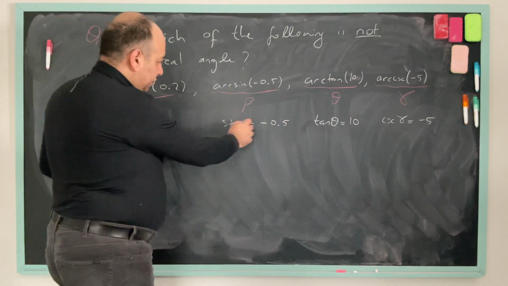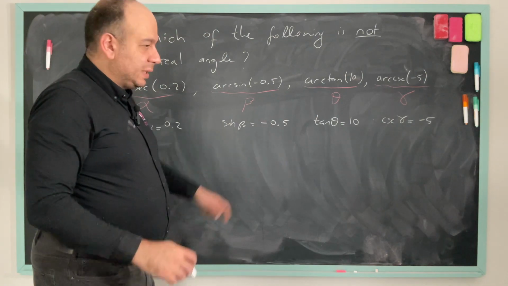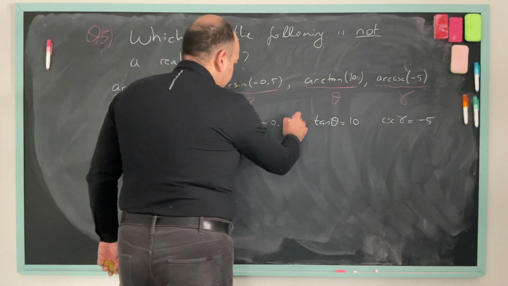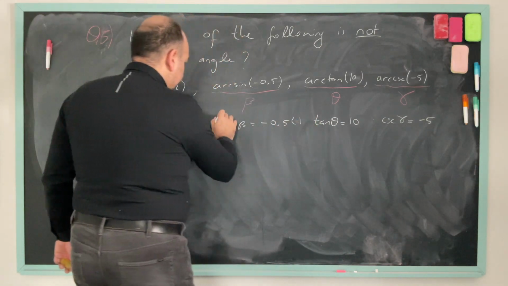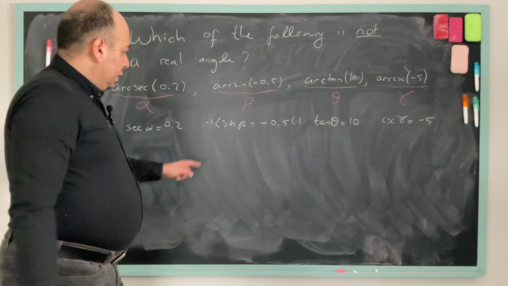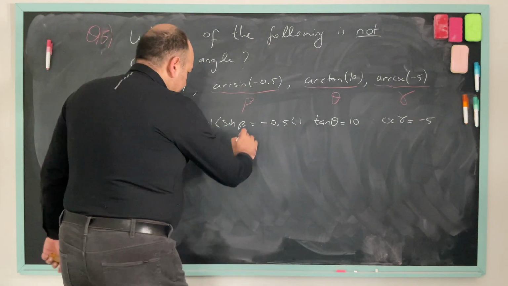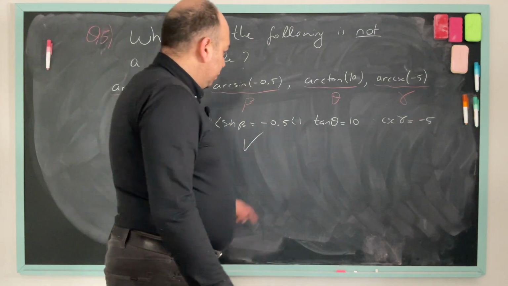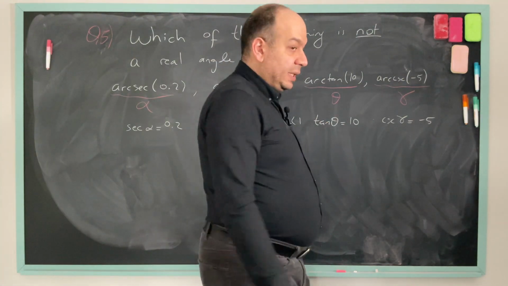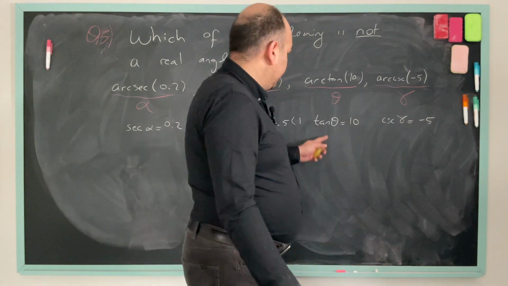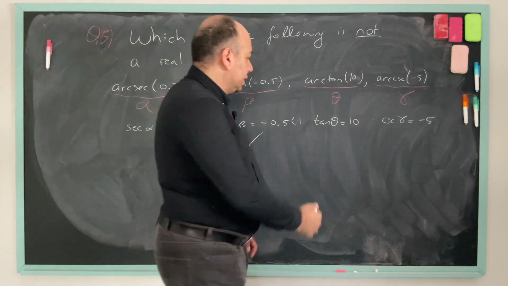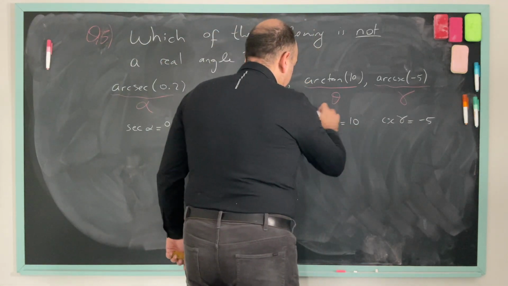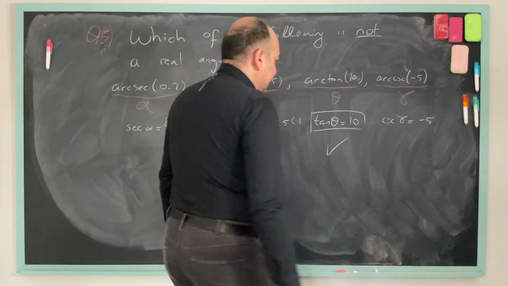So let's look at this one first. Sine beta is equal to minus 0.5. This is actually less than 1 and also greater than minus 1. So beta is a real angle. So this one checks out. So tangent theta is equal to 10. Well, tangent of an angle takes values from minus infinity to infinity. So this has a large range. So this also checks out.